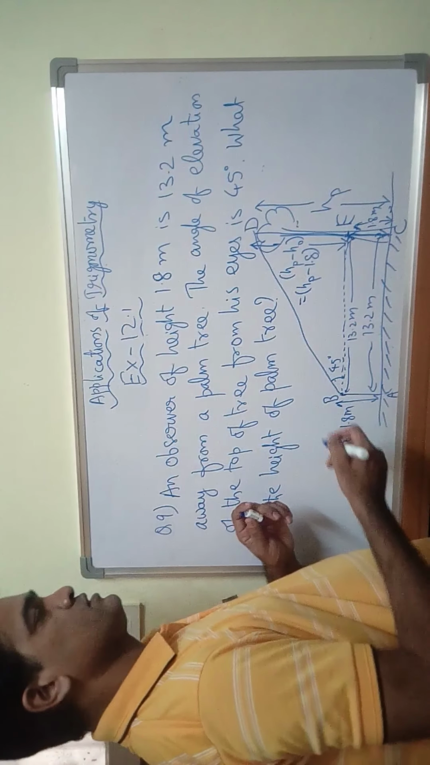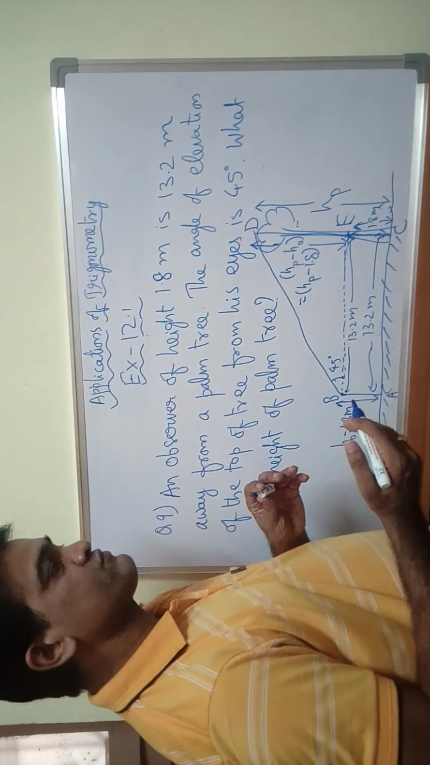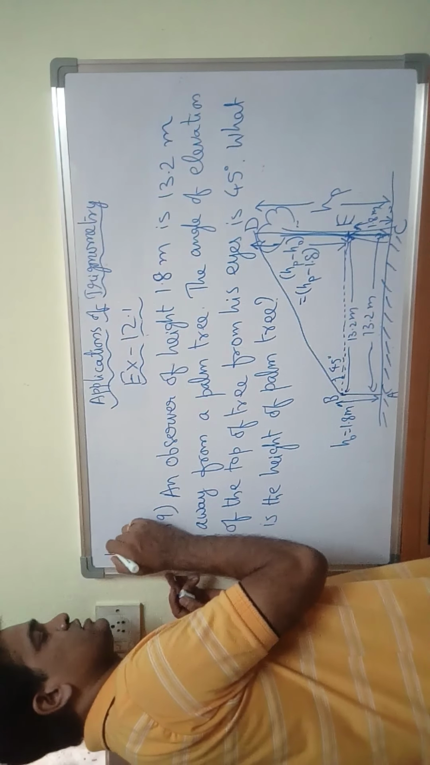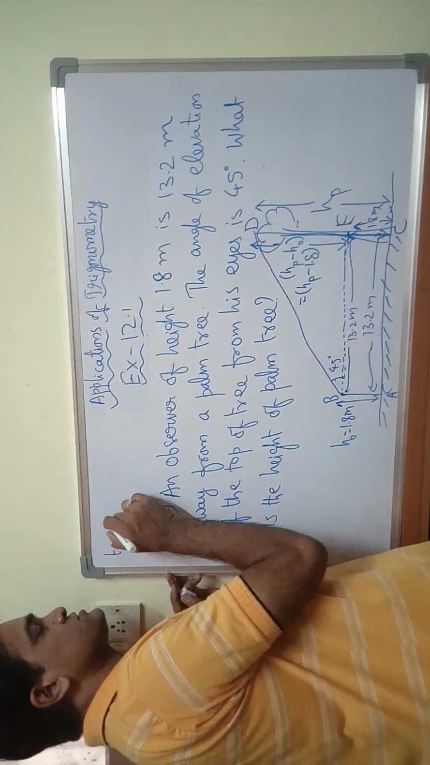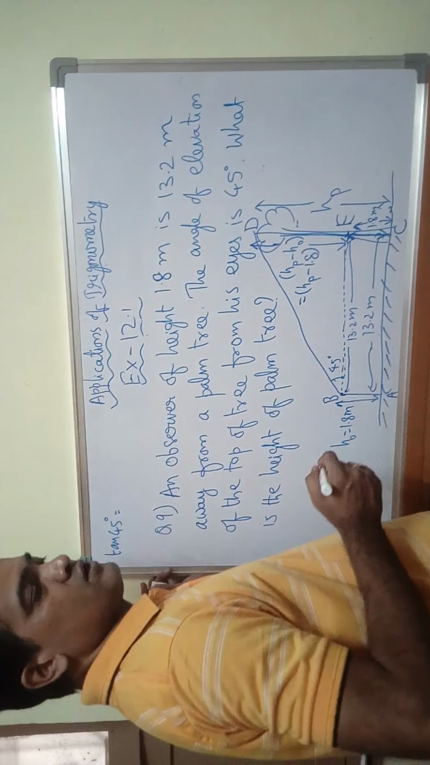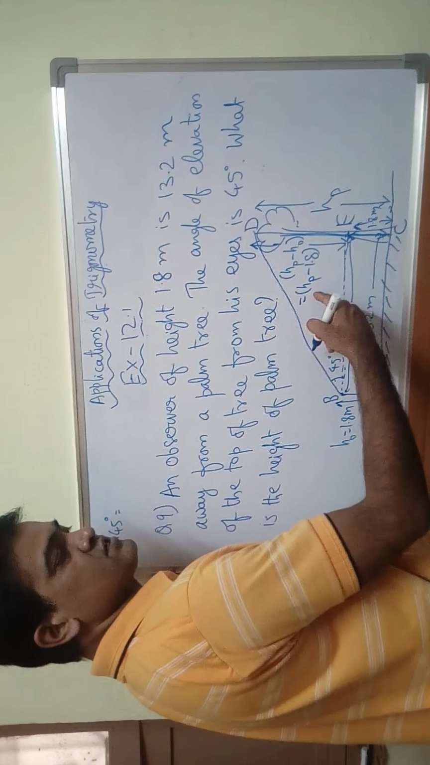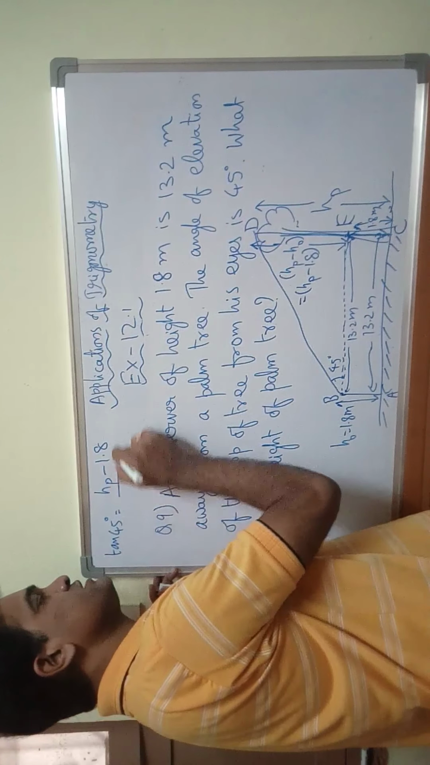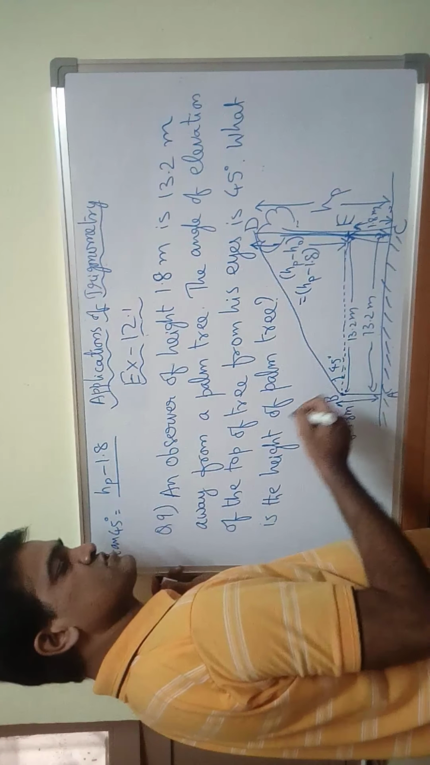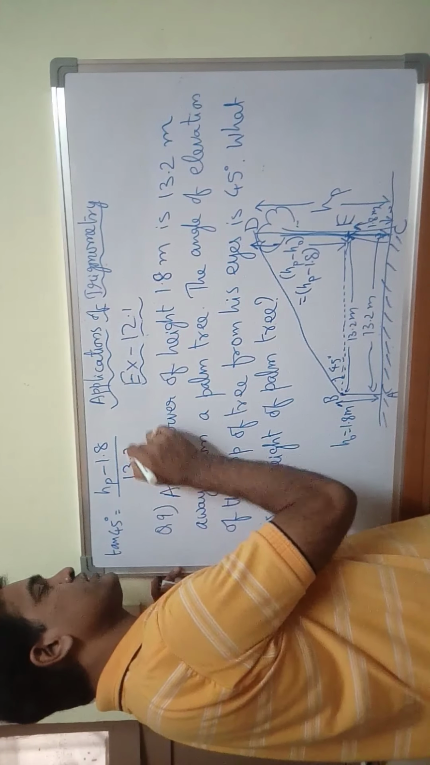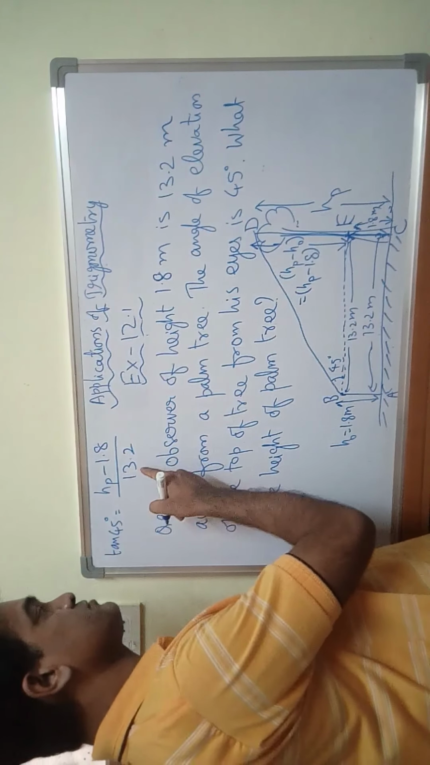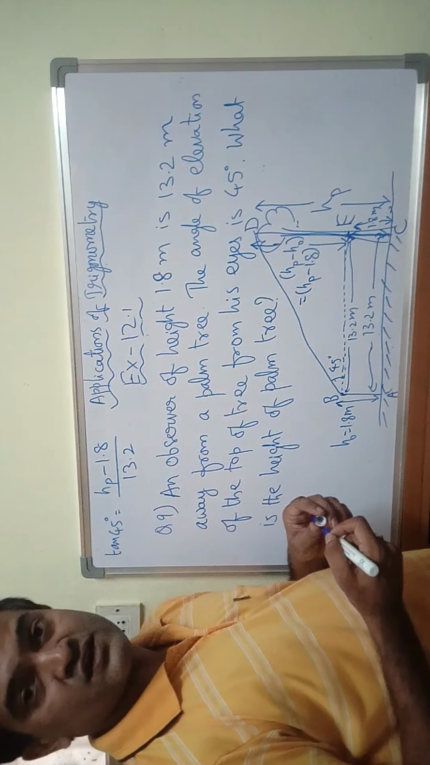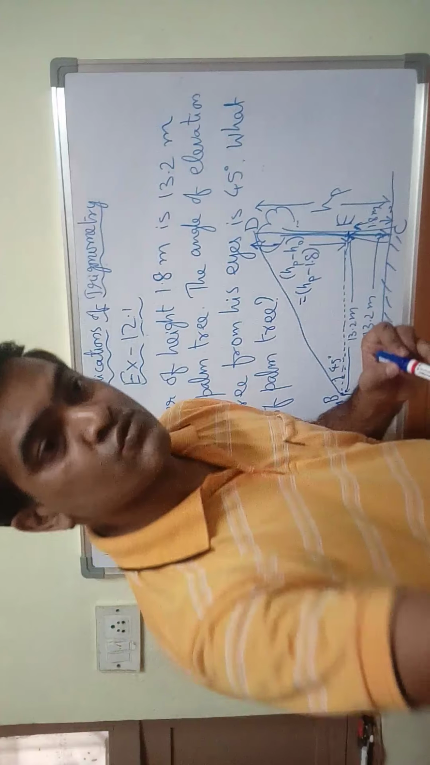Let us see. Let us apply tan 45, because the angle is given as 45 degrees. Let me write here: tan 45 degrees is equal to the opposite side. The opposite side to this angle theta is HP minus 1.8, divided by the adjacent side, which is 13.2. So this is 13.2, the adjacent side to this angle of 45 degrees. Now what is the value of tan 45? Tan 45 is equal to 1.